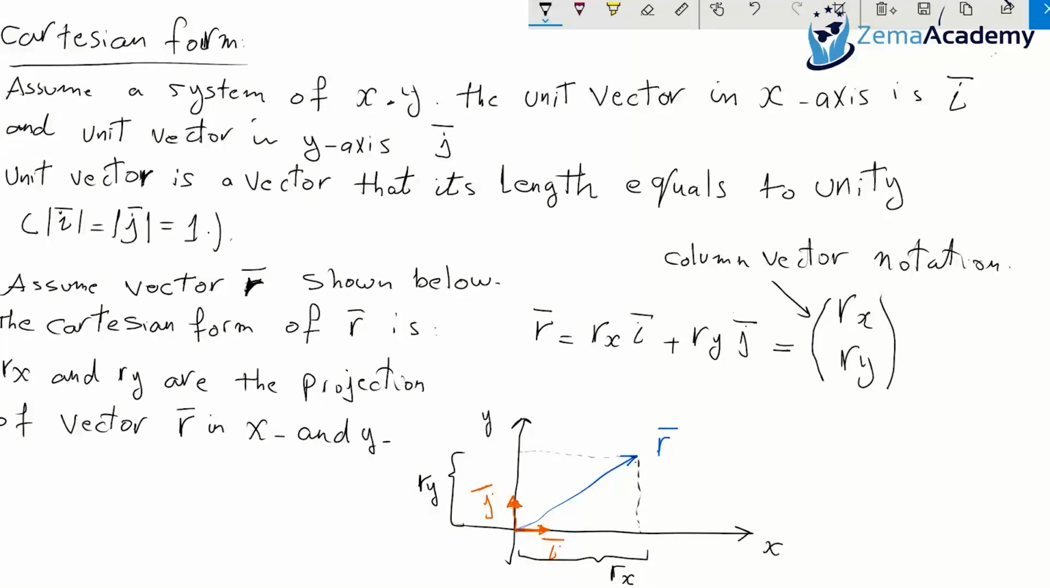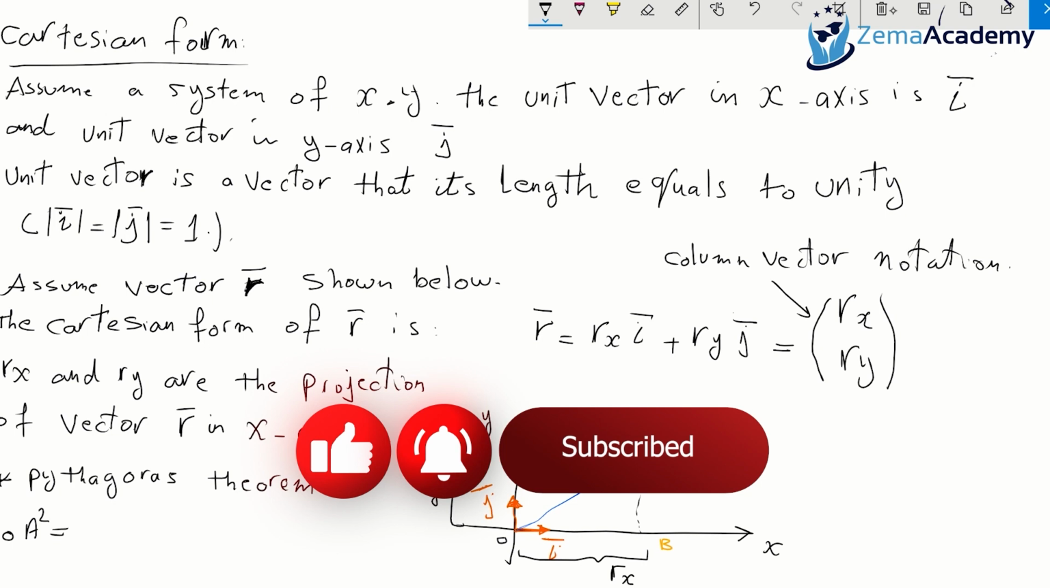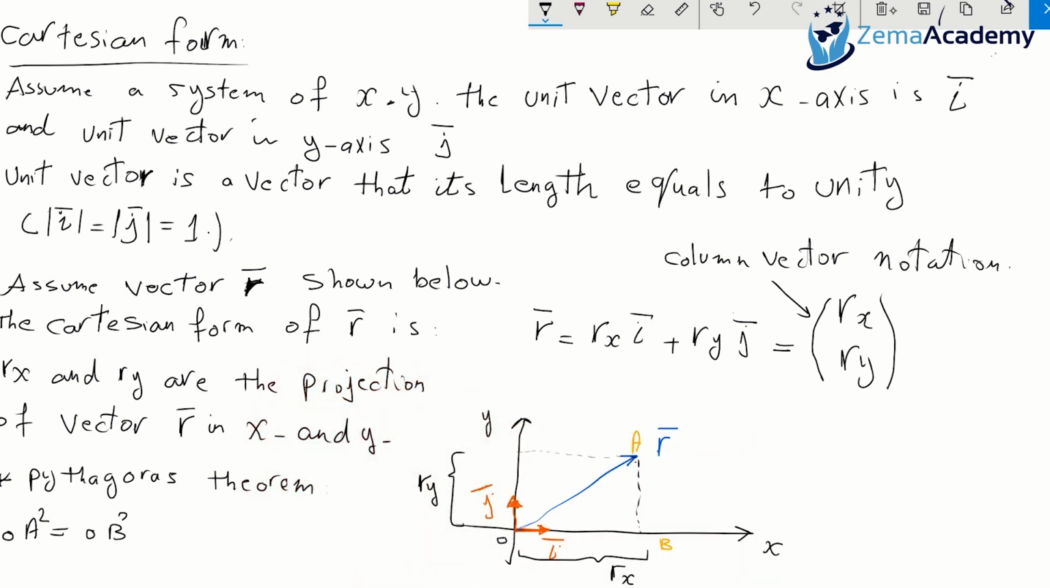Now let's look at this triangle here. Let's call it O, A, and B. If you use Pythagoras theorem for the triangle OAB, so OA square will be equal to OB square plus BA square.